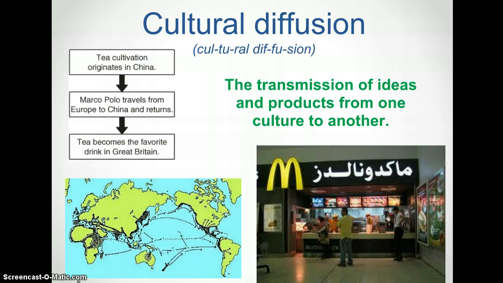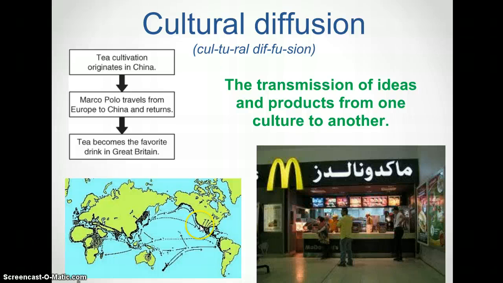Our final word is cultural diffusion. Cultural diffusion basically means transmitting or sending or passing along ideas or products or things from one culture to another. So in the upper left-hand corner here, we have an example of tea. Tea cultivation begins in China, and then someone named Marco Polo travels from Europe to China, and then he goes back to Europe and brings tea with him, and all of a sudden tea becomes a very popular drink back in Europe. This is cultural diffusion, because it's taking ideas or things from one part of the world to another.